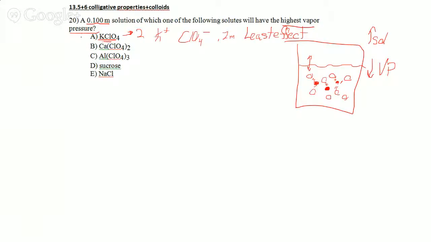So we're going to take a look at that. KClO4 is going to break up into 2 particles. CaClO4 2 is going to break up into 3. This one's going to break up into 4. Sucrose is covalent. It's molecular, so it's not going to break apart. It's going to stay as 1 particle. And NaCl is going to break up into 2. So which one of these has the highest vapor pressure? The one with the least effect, which would be sucrose.